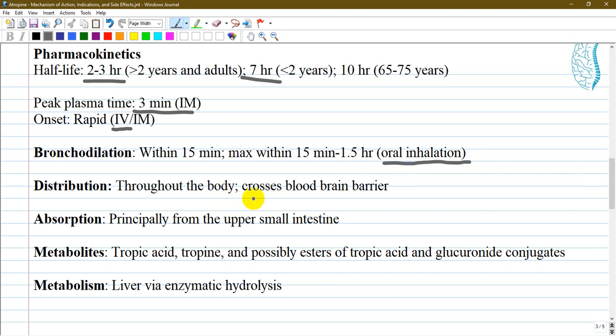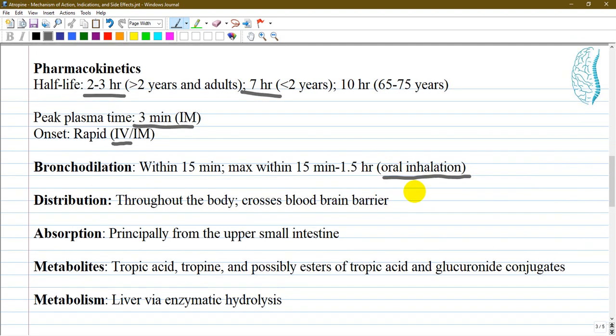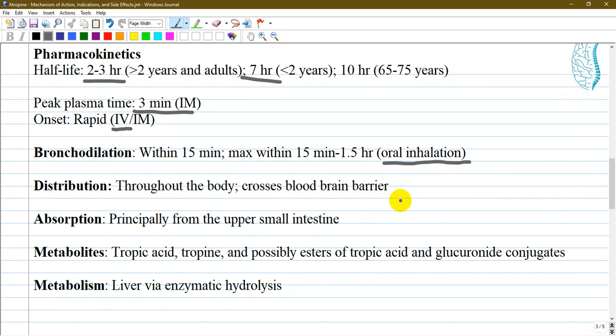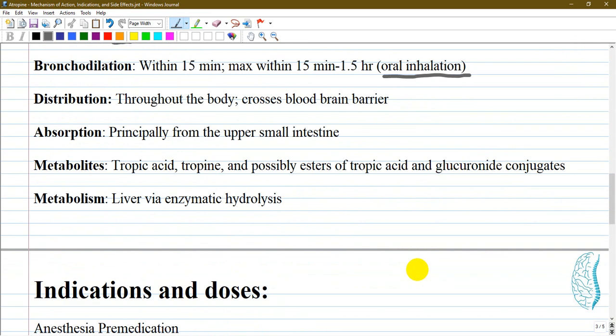Distribution: it goes throughout the body, it crosses the blood-brain barrier and of course has some side effects at the level of the brain, which can be avoided by changing to glycopyrrolate, which does not cross the blood-brain barrier and does not have these effects. Absorption is from the upper small intestine, but I want to repeat that usually it is administered intravenously. Metabolites are tropic acid, tropine, and possibly ester. And of course it is metabolized via enzymatic hydrolysis in the liver.